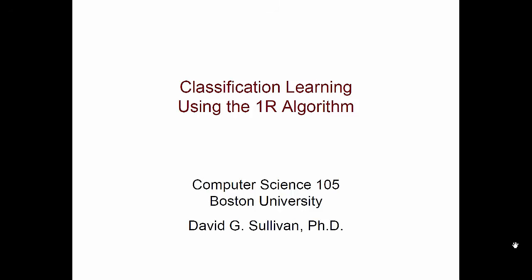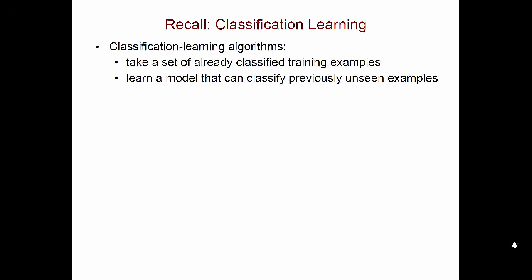In this video, we're going to look at a simple classification learning algorithm known as 1R. In the previous video, we saw that a classification learning algorithm takes a set of training data that has already been classified in some way, and it learns a model that is able to classify examples that were not seen during training, new examples whose class we don't know.